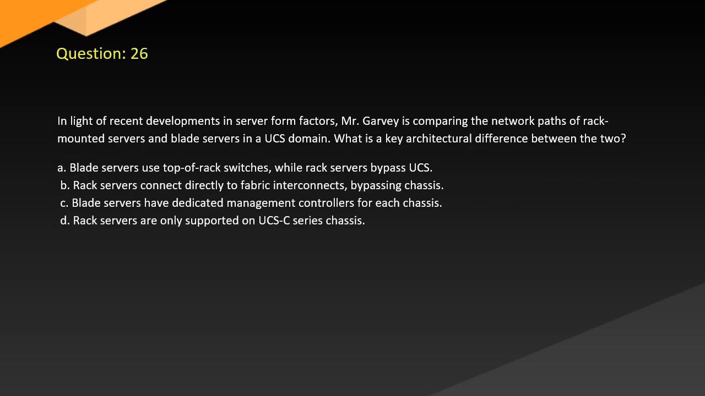Question 26. In light of recent developments in server form factors, Istigave is comparing the network paths of rack-mounted servers and blade servers in a UCS domain. What is a key architectural difference between the two?